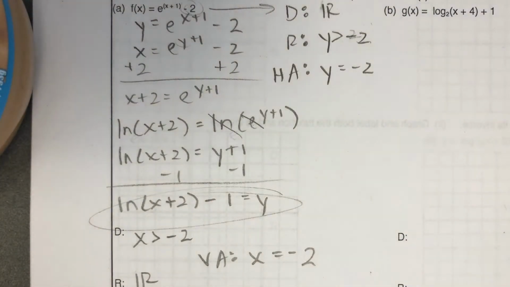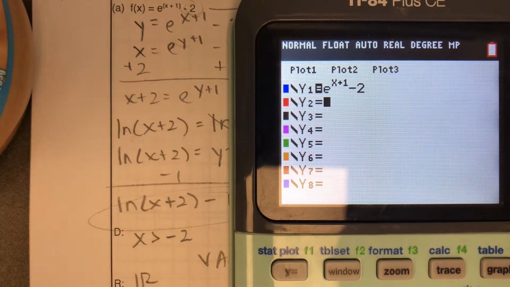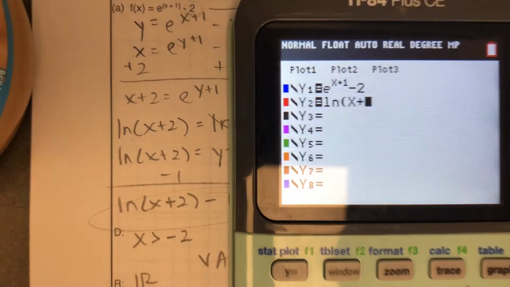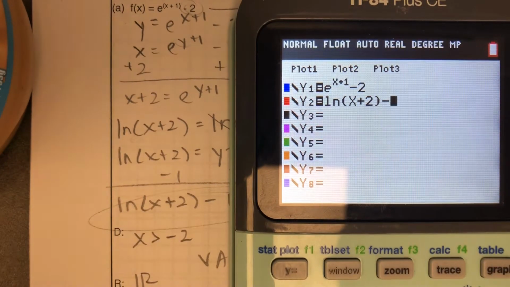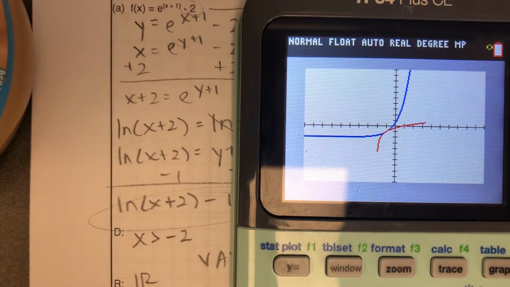So now what I'm going to do is go back to the graph, and I'm going to graph both of these simultaneously. So I'm going to put the ln of x plus 2 minus 1. So this is the graph of the inverse. I'm going to add it, and it's going to come up in red.